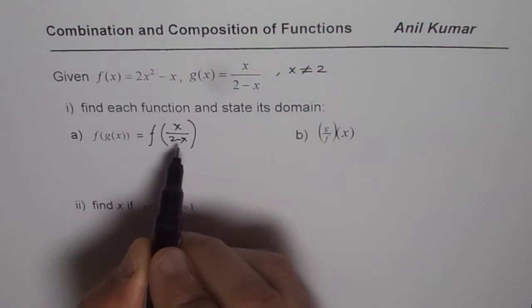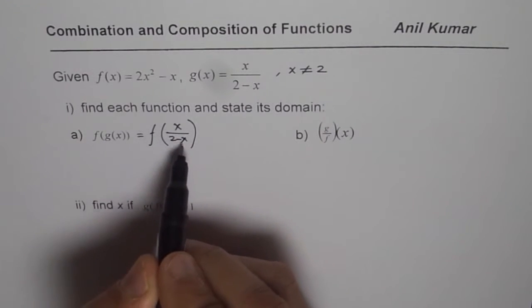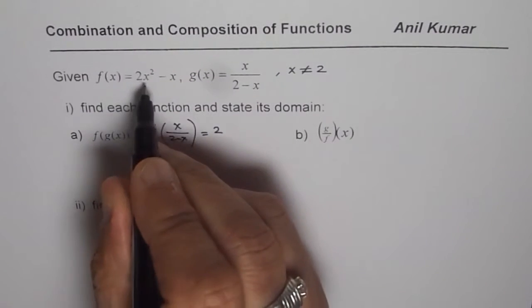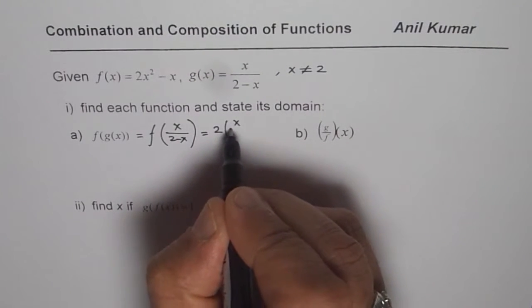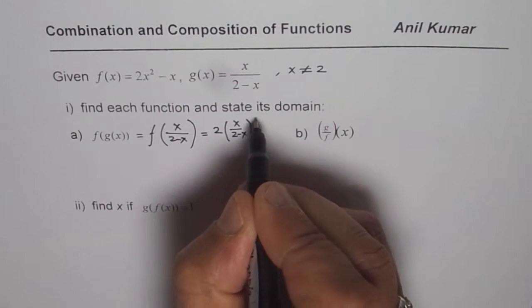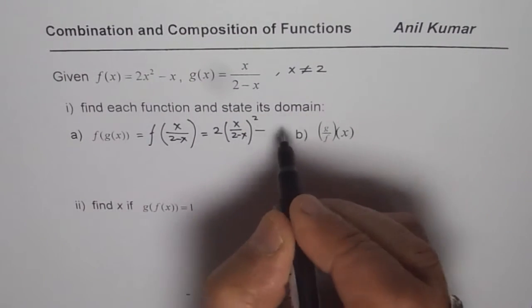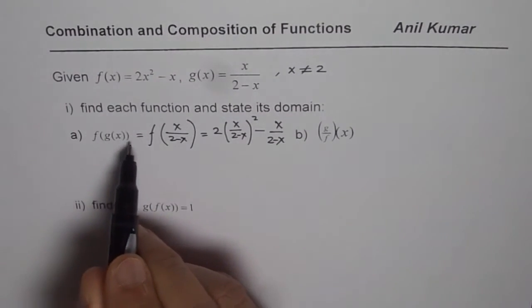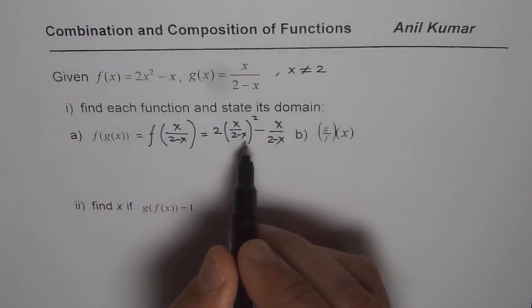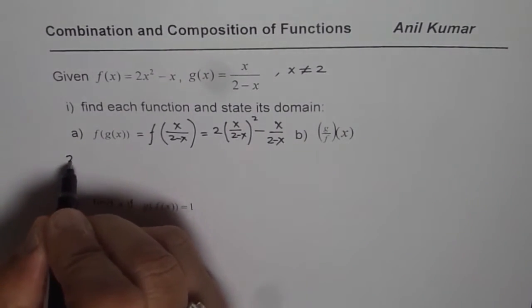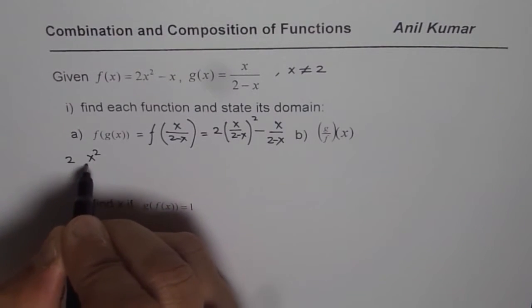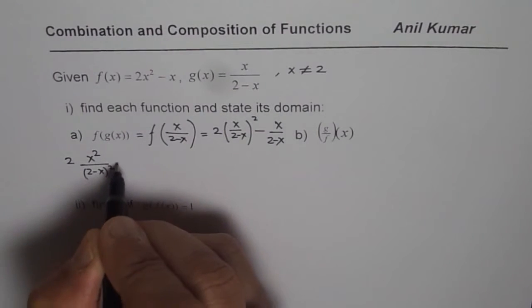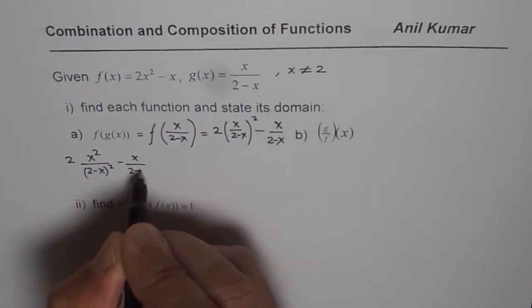So that means we'll substitute this value x over 2 minus x in the function. So what we will get here is 2 times x squared, that means x over 2 minus x whole square, minus, instead of x again, we will write x over 2 minus x. So that is the meaning of f of g of x. Now we can simplify it. Let's expand and simplify. So we get 2 times x squared over 2 minus x whole square minus x over 2 minus x.